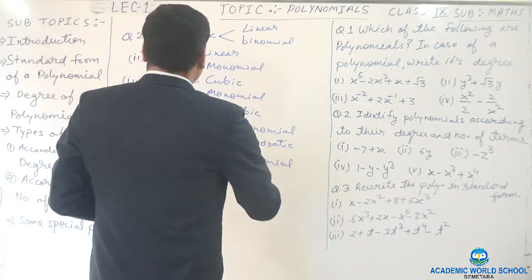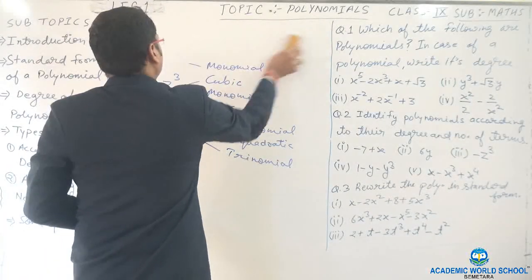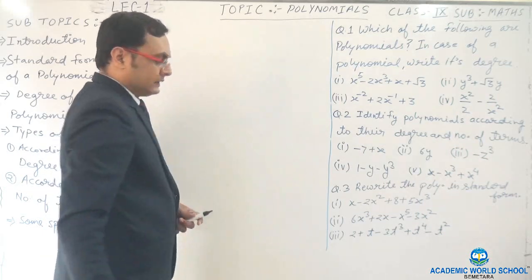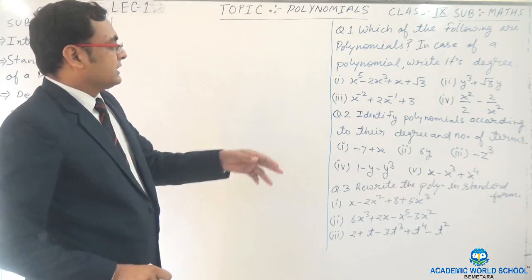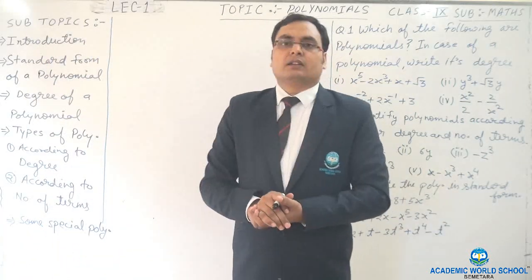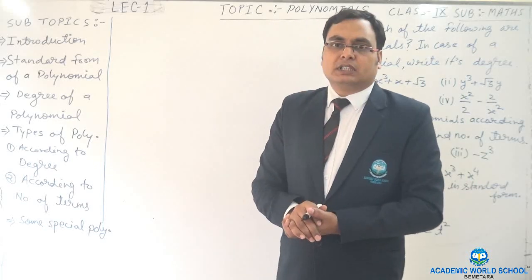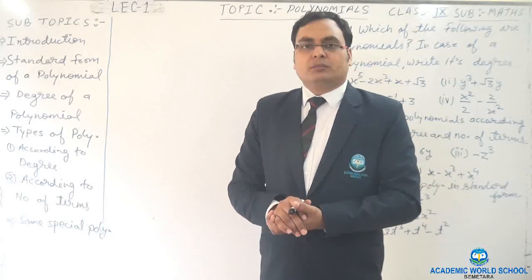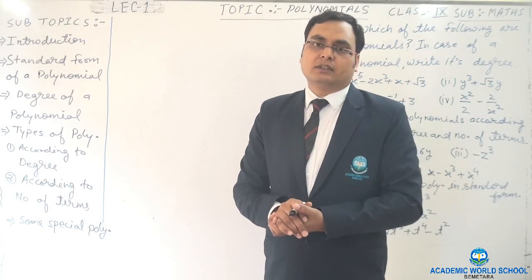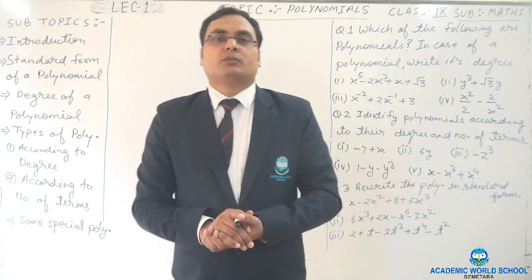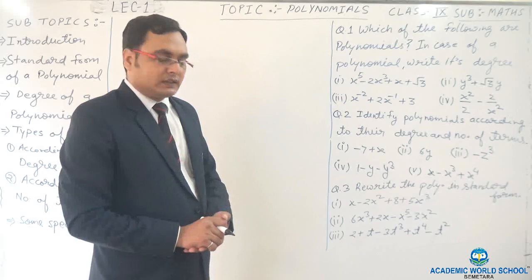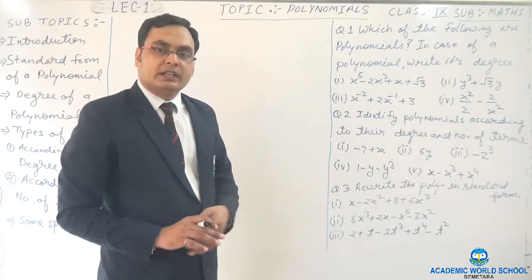Next, we have question number 3. Rewrite the polynomials in standard form. The standard form, already I have told you, the standard form of a polynomial is the form in which we write the terms either in increasing order of their power or the decreasing order of their power. So here some polynomials are given to us, and we have to write them in standard form.